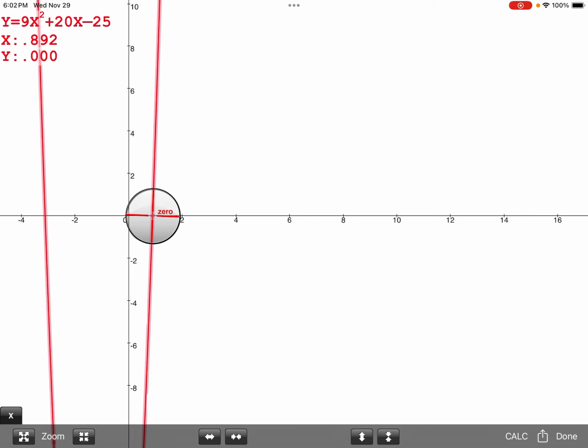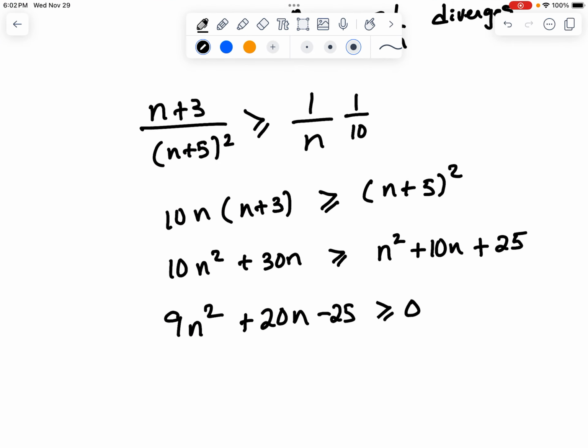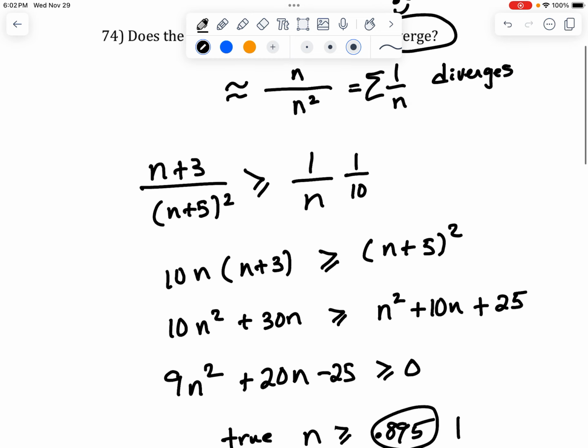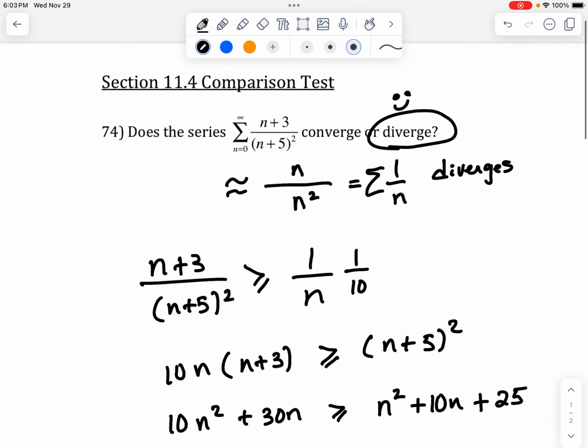So it's positive after you're past a 0.892. Then all of this part is positive. So this is true for n bigger than or equal a 0.89 something. Doesn't really matter that it was a decimal, because basically we're starting n at 1 or 0. So as long as this situation is true at some point, then it works. Okay, so that is one way to prove it using the comparison test.